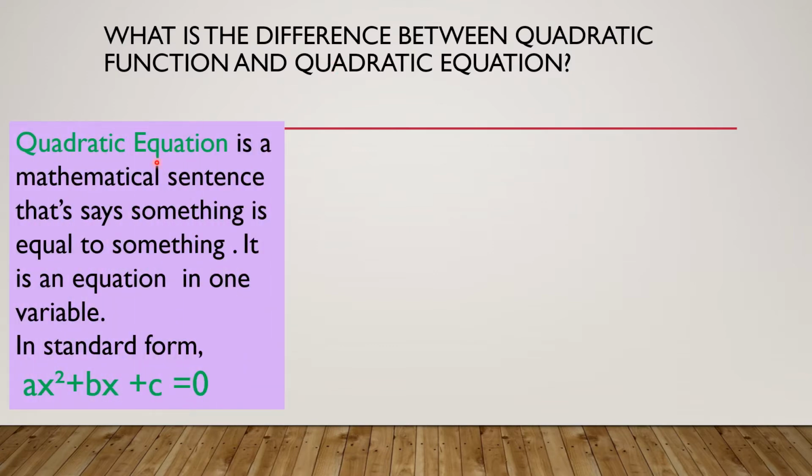Okay, ang quadratic equation is a mathematical sentence that says something is equal to something. It is an equation in one variable. In standard form, ax squared plus bx plus c is equal to 0.